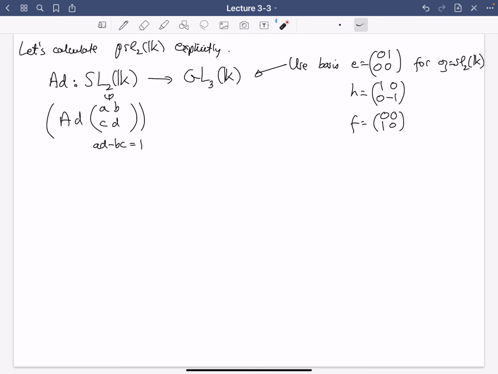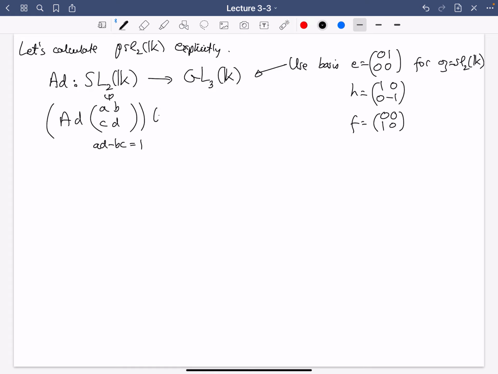I'm trying to calculate what 3 by 3 matrix this is. So this big A d, it sends the group SL2 to the group GL3. So I want to know exactly what this matrix is. To work that out, I've got to work out what it does to each of the basis vectors for the three-dimensional vector space that we're using.